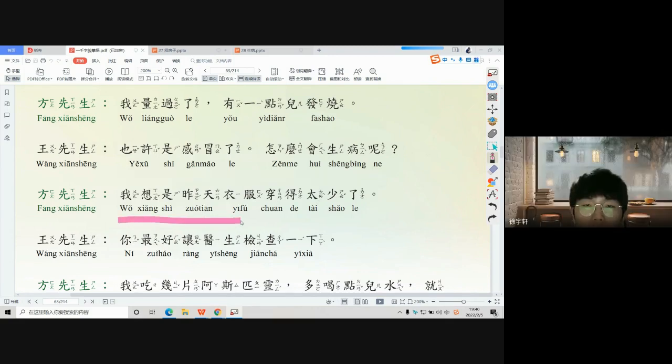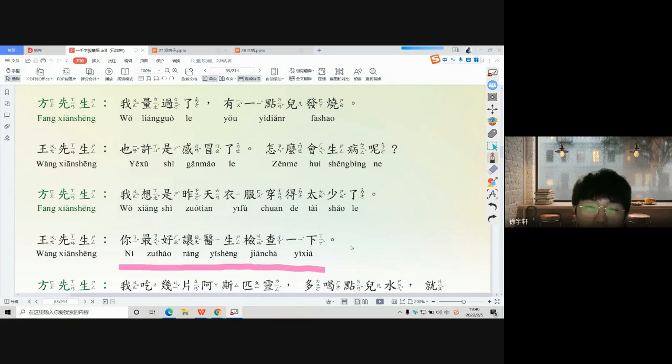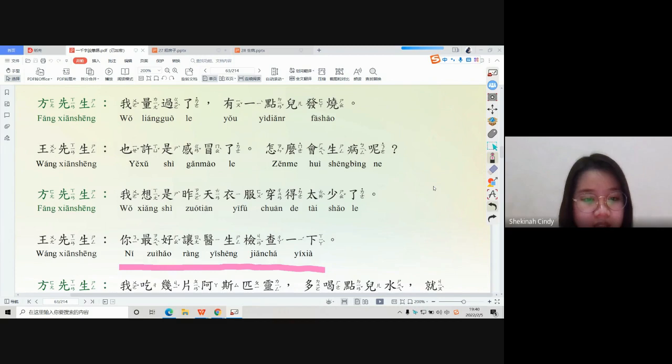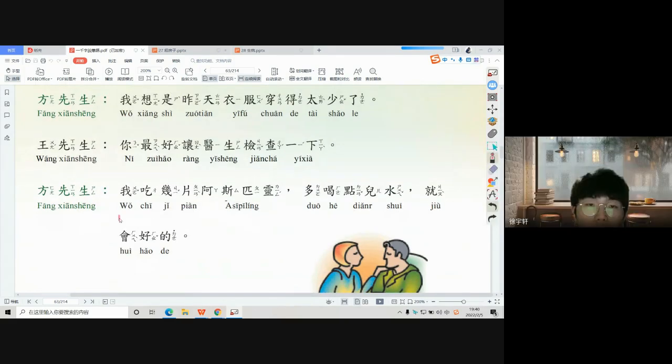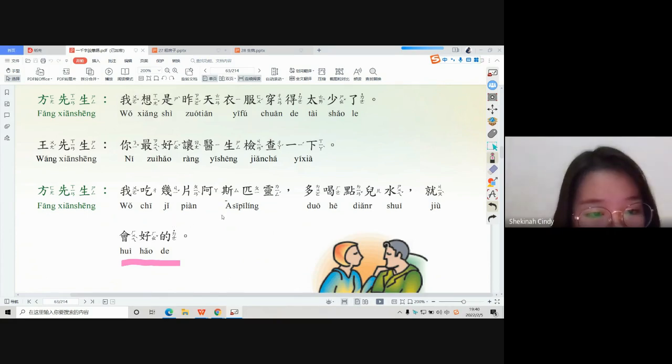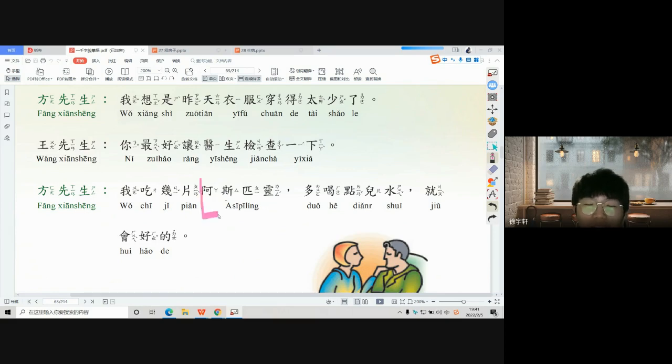我想是昨天衣服穿得太少了。你最好让医生检查一下。OK，我吃几片阿司匹林，多喝点儿水就会好的。Okay, that's correct. And here, let's study this first.